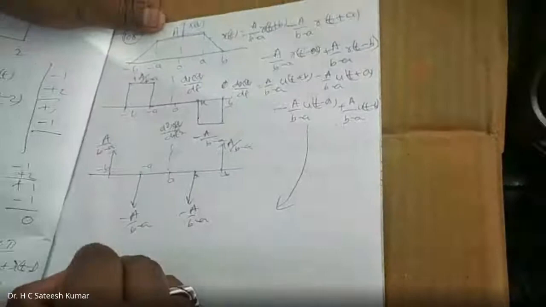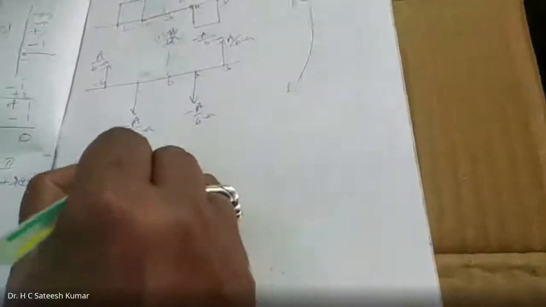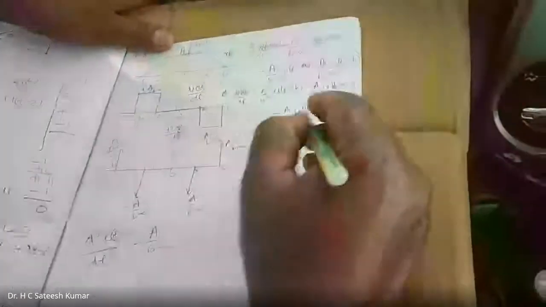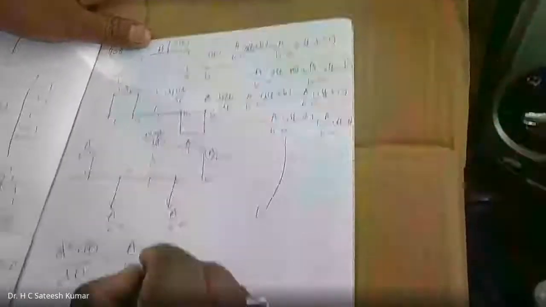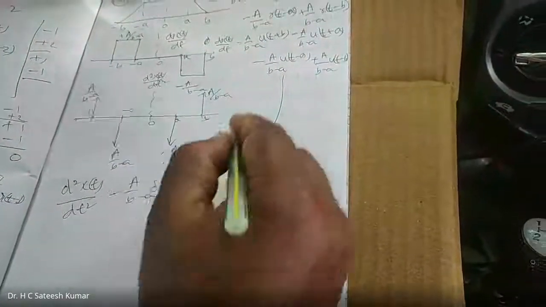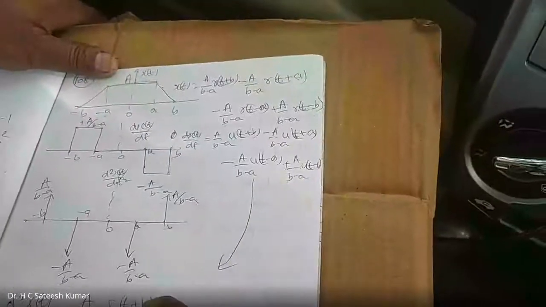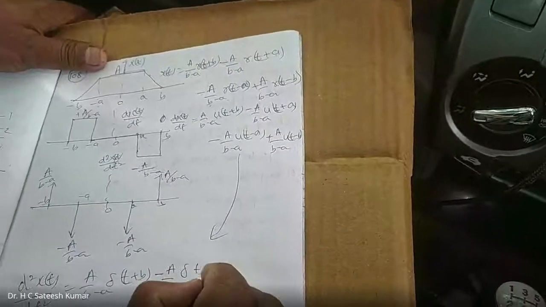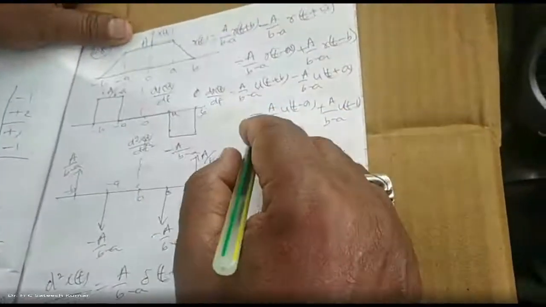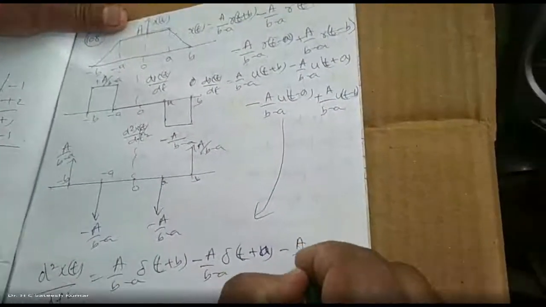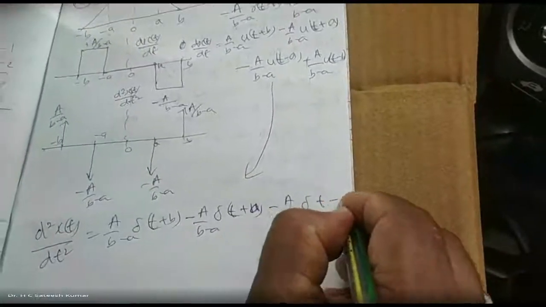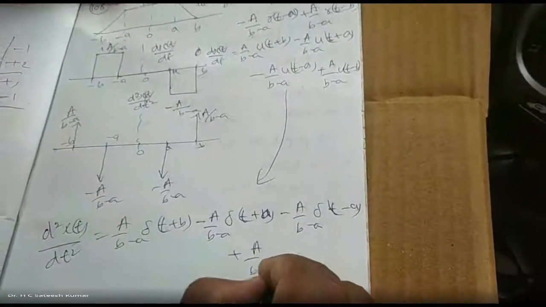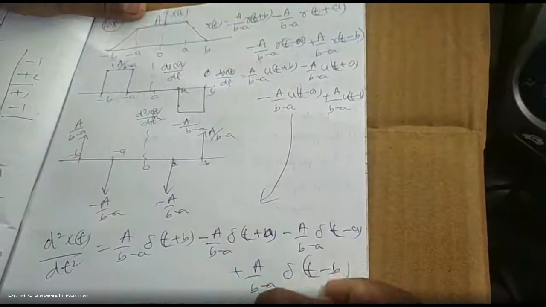So d squared x of t divided by dt squared is equal to differentiation of this, a divided by b minus a, keep it as it is. Differentiation of u of t plus b, delta of t plus b. Differentiation of u of t plus a, minus a divided by b minus a into delta of t plus a. Differentiation of u of t minus a, minus a divided by b minus a into delta of t minus a. Differentiation of u of t minus b, a divided by b minus a into delta of t minus b. Can you verify the answer?